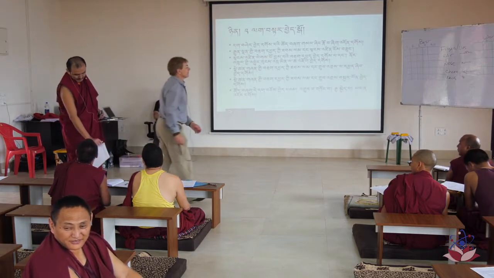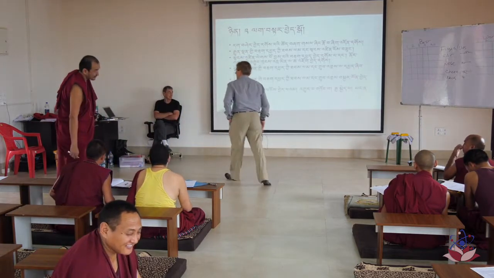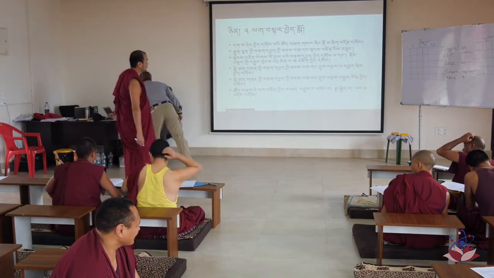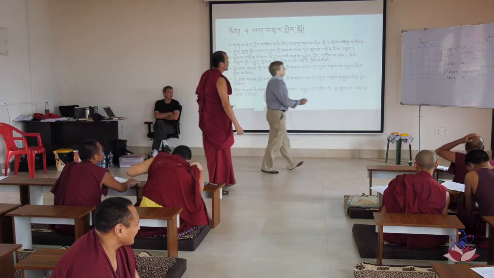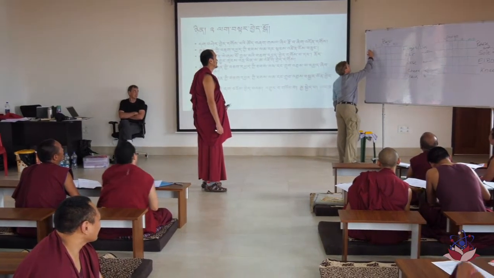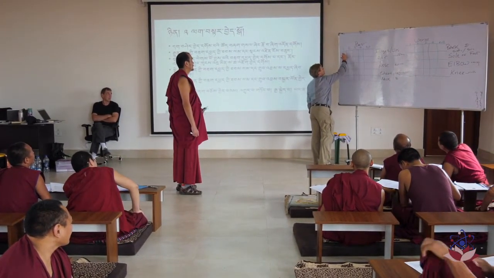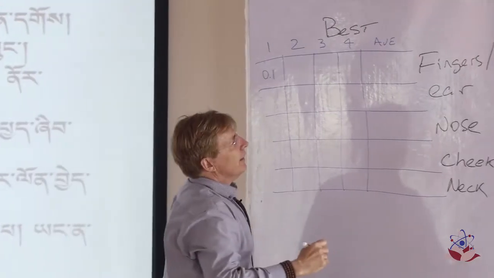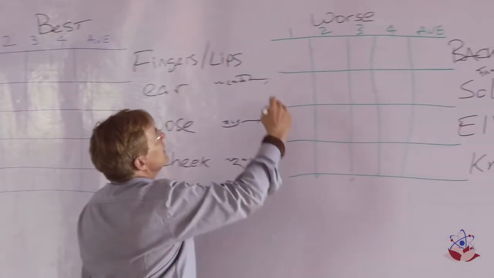1 millimeter and back is 5 centimeters. Okay. Finger. I'm going to put in centimeters, so 0.1. And back, back's 5 centimeters.